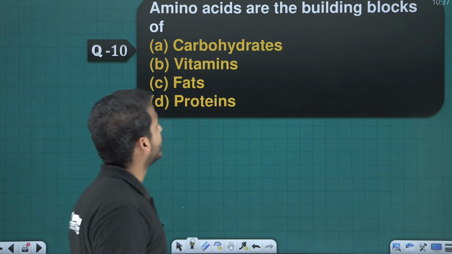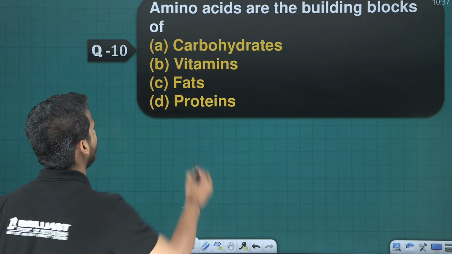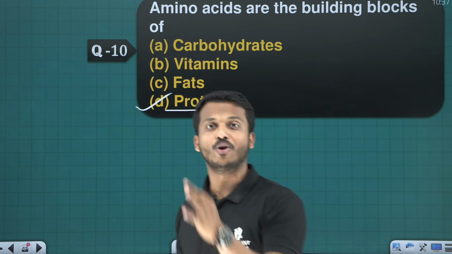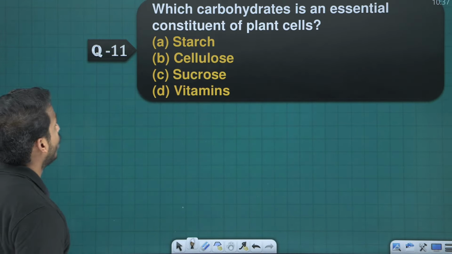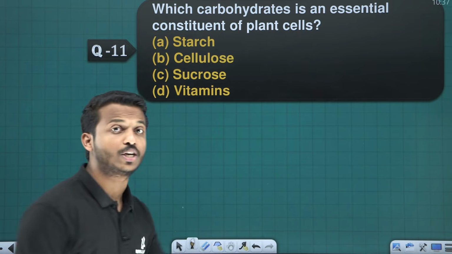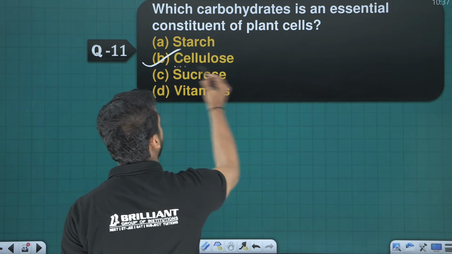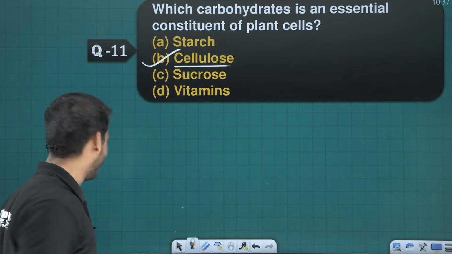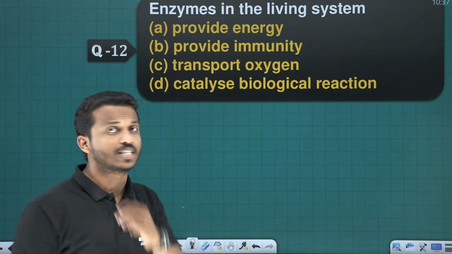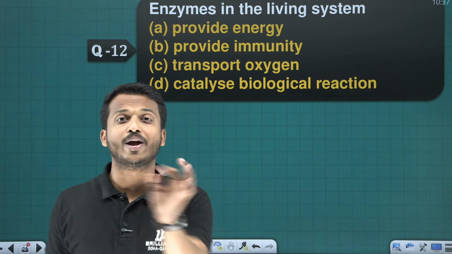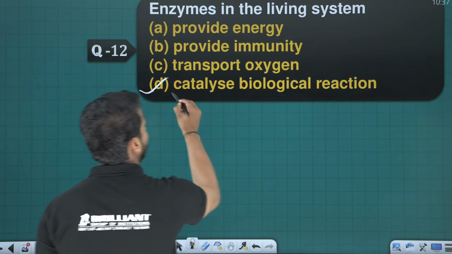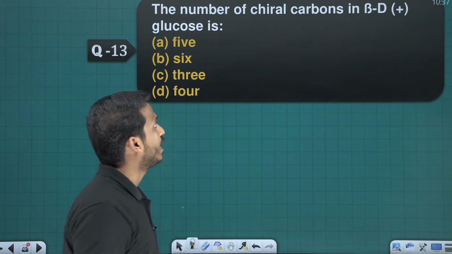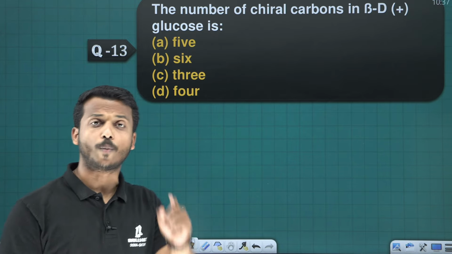Next one, amino acids are the building blocks of a simple question. Which one? Proteins, right? Proteins are made up of alpha amino acids. Ready? Question number 11. Which carbohydrate is an essential constituent of plant cell? Cellulose is the component present in plant cell, and also it is the most abundant carbohydrate in nature. Now, enzymes in the living system. What are enzymes? Enzymes are biological catalysts, right? They catalyze biological reactions.